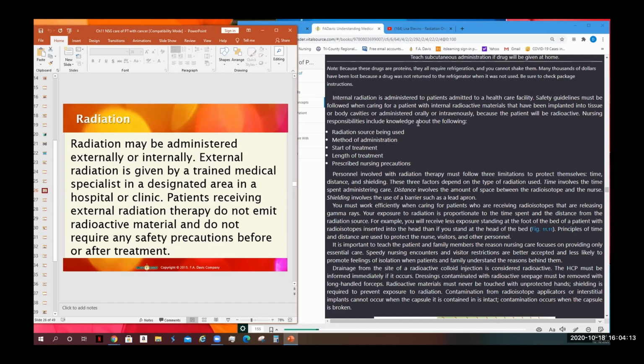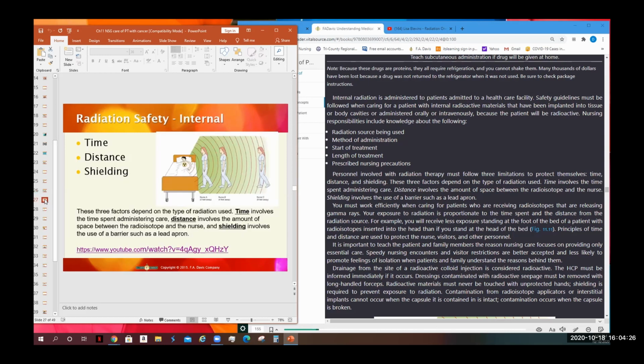Personnel involved with radiation therapy must follow three limitations to protect themselves: time, distance, and shielding. These three factors depend on the type of radiation used. Time involves the time spent administering care. Distance involves the amount of space between the radioisotope and the nurse. Shielding involves the use of a barrier, such as a lead apron.